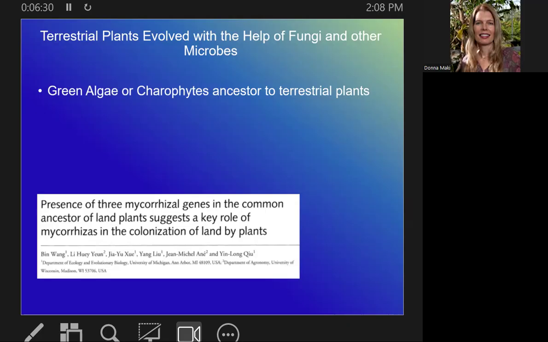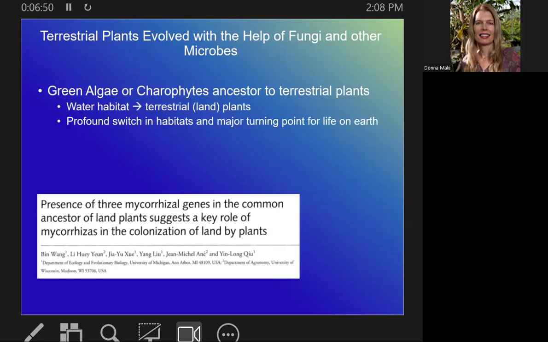So the paper, I'm not going to ask you to read the paper, but basically it's showing how they talk in this paper how the first terrestrial plant is really primed and ready to form this interaction with mycorrhizal fungi because part of its DNA has the necessary genes to form that relationship.